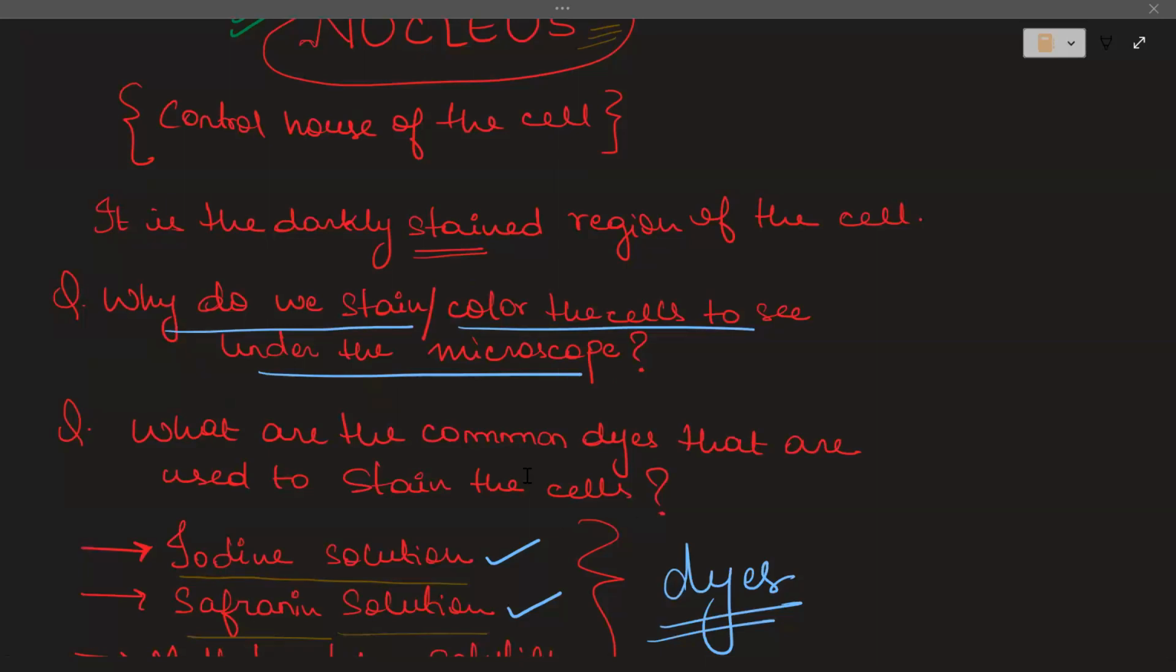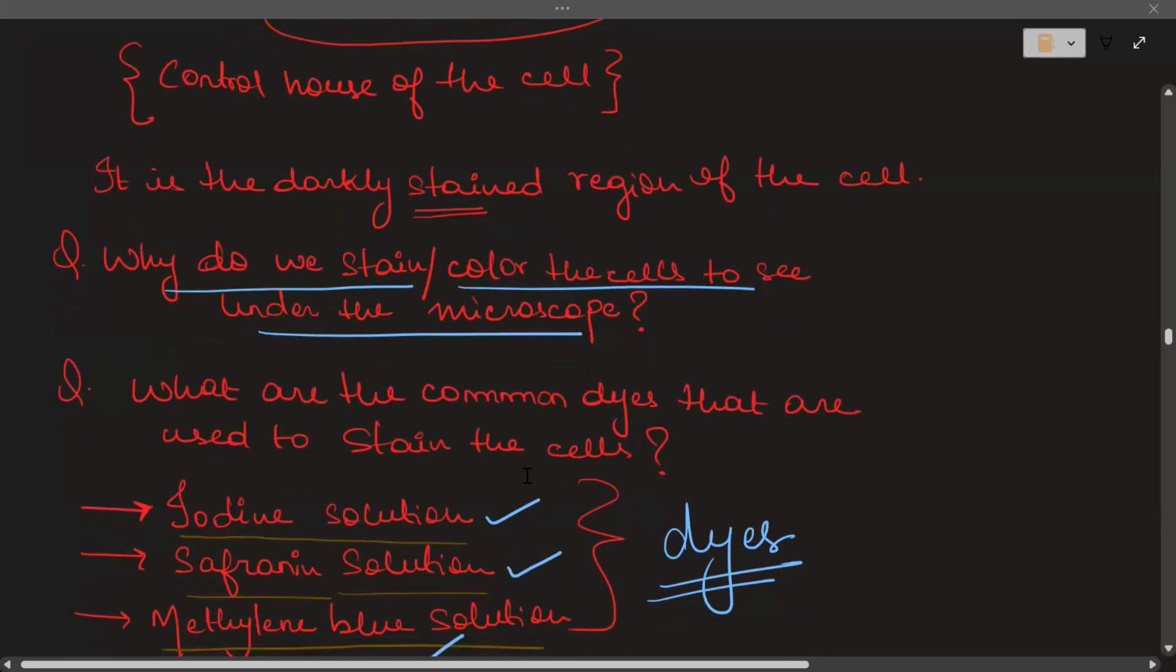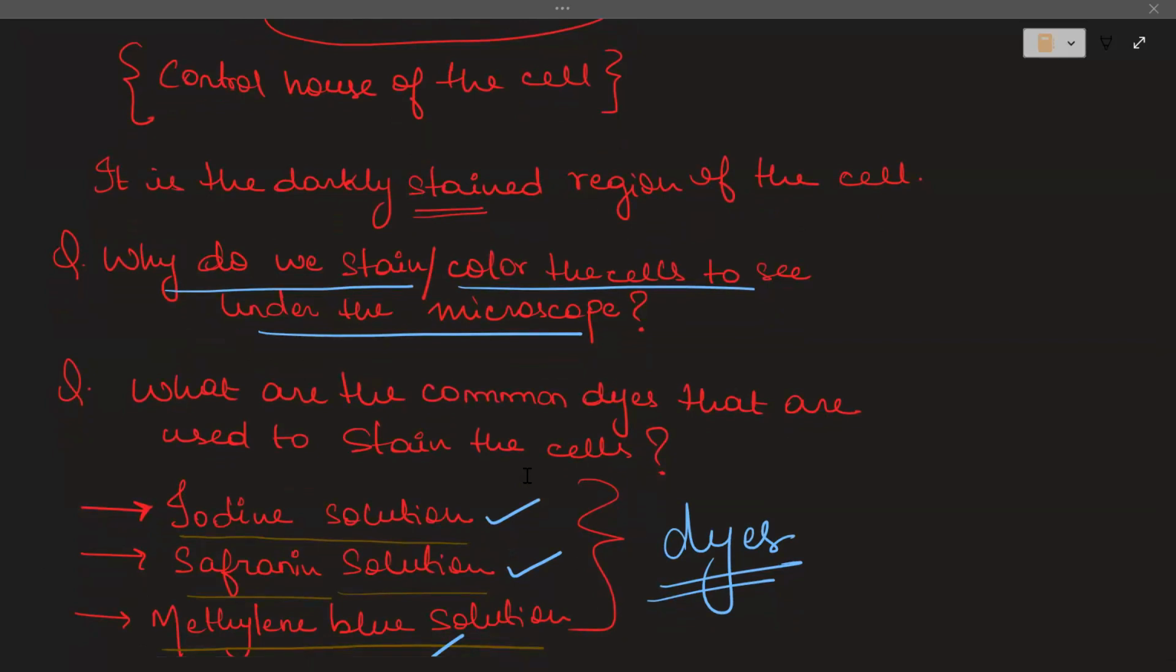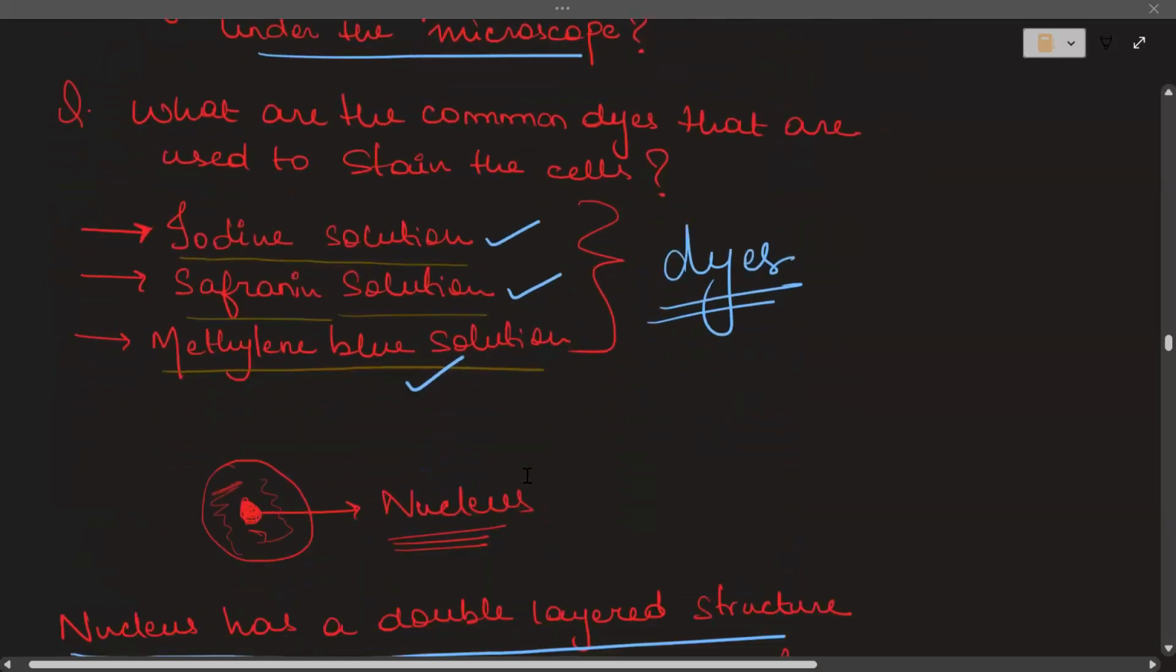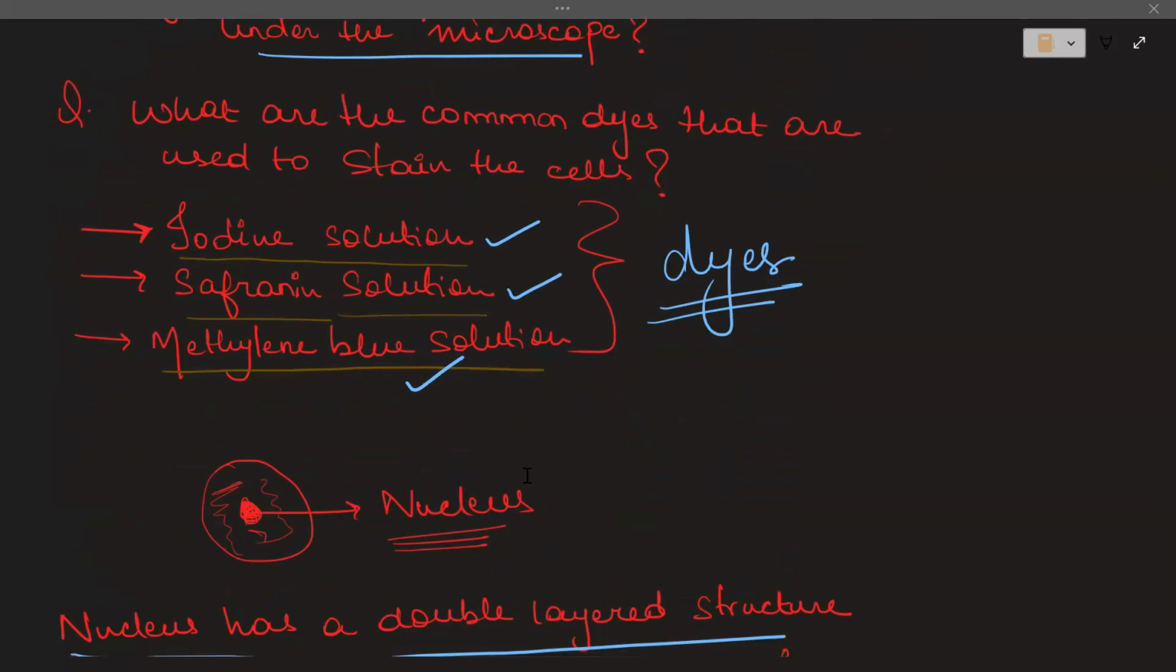Anyway, so now see, why do we stain any cell? Why do we do so? Because not all the cells which are present are colorful, they are not easily visible. First of all, because they are so microscopic. Secondly, to see them properly, for the visibility to be clear and proper, we stain them. Now we stain them using dyes. What are those dyes that we use? So iodine solution, safranin solution, methylene blue solution. These are the dyes that we use to stain the cells so that we can see them properly under the microscope.